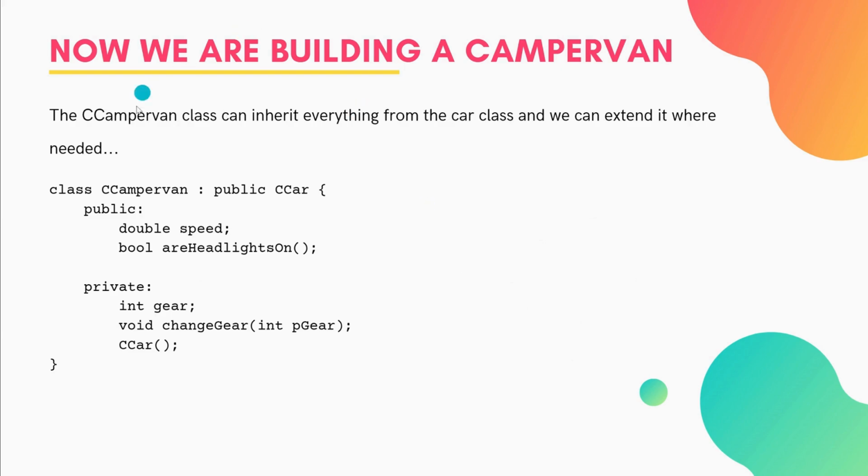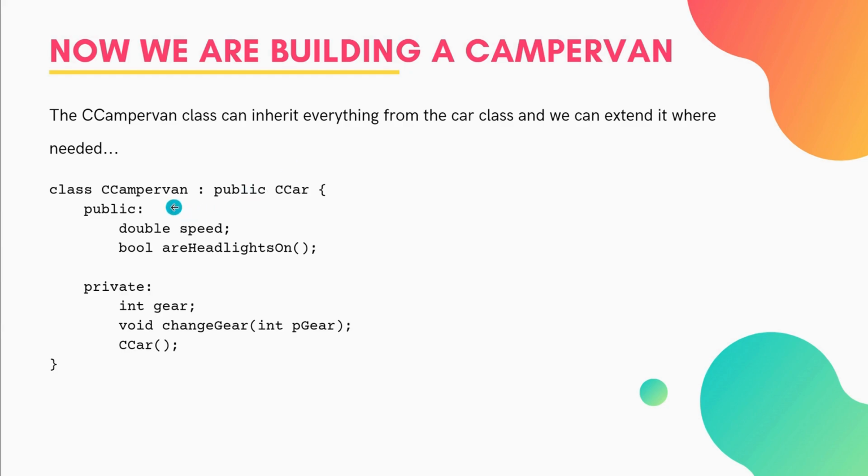So what we can do then is create a camper van class here, and then say, compiler, we want you to inherit from the car class. Everything from the car class we want to be in the camper van class. So this is called inheritance. Our camper van will be a derived class from our car. So it's going to inherit all the public and protected variables and functions from the car class.